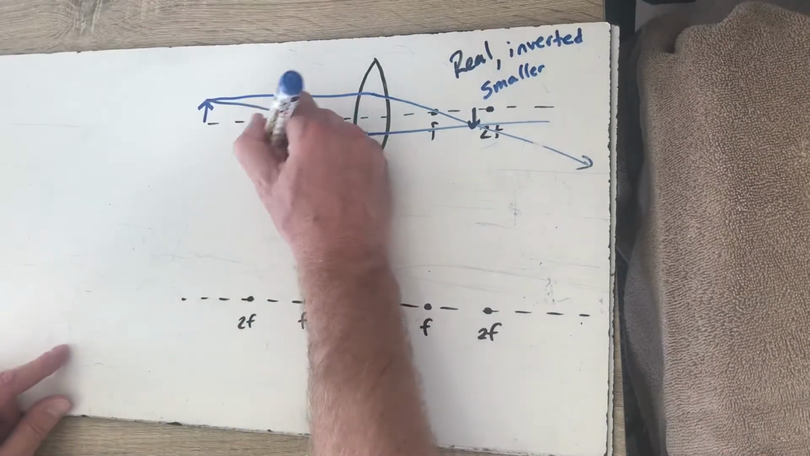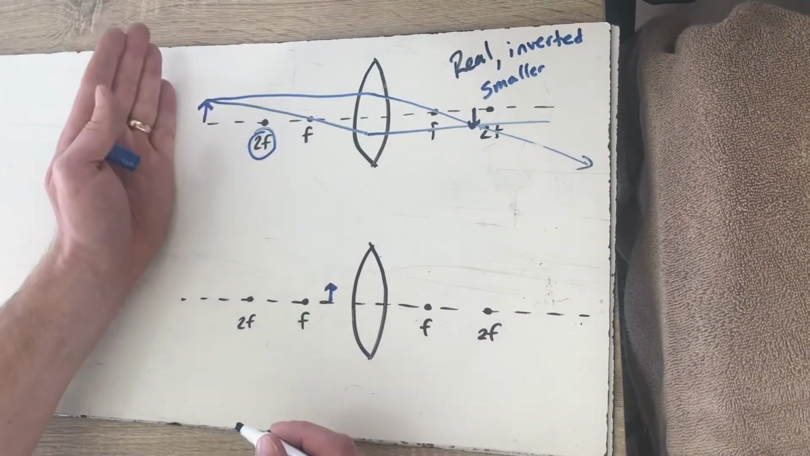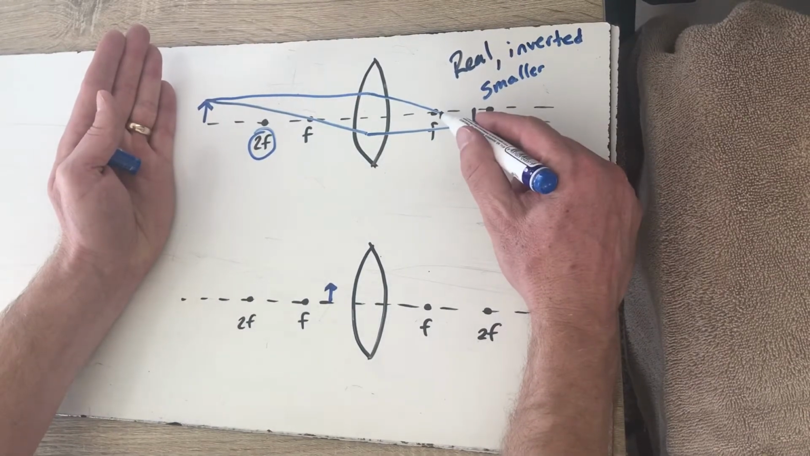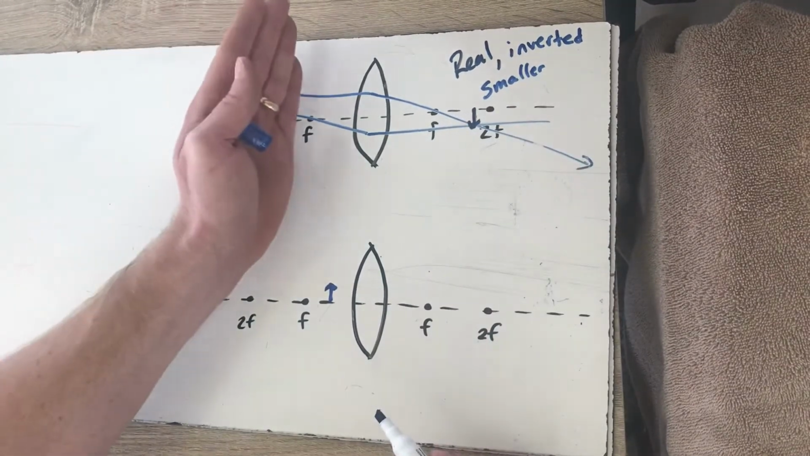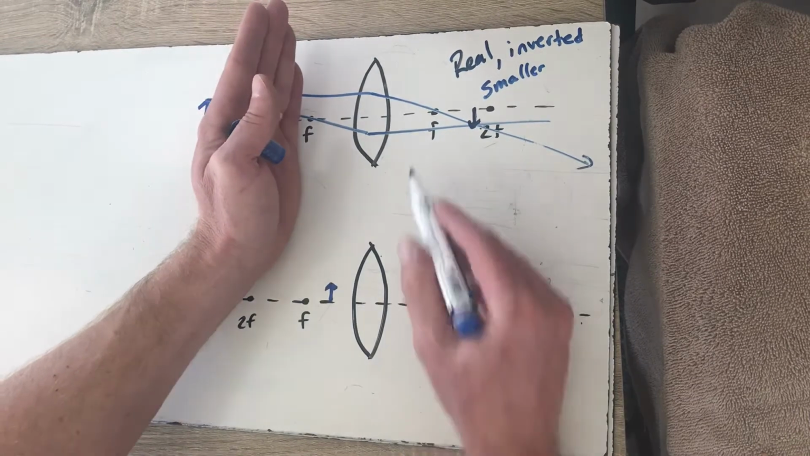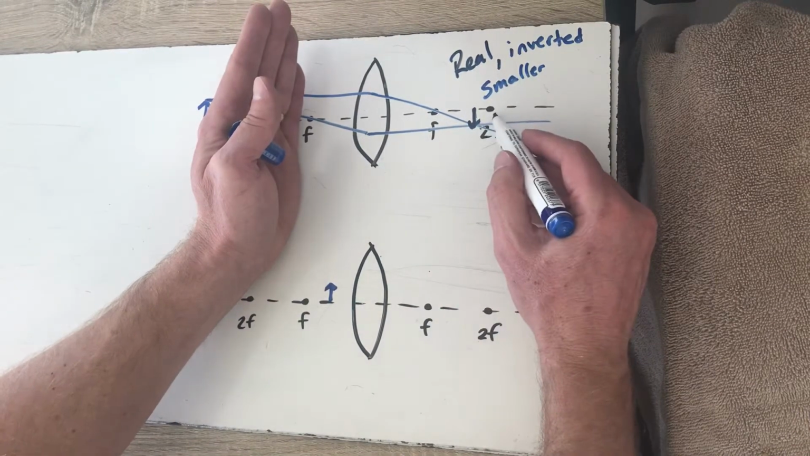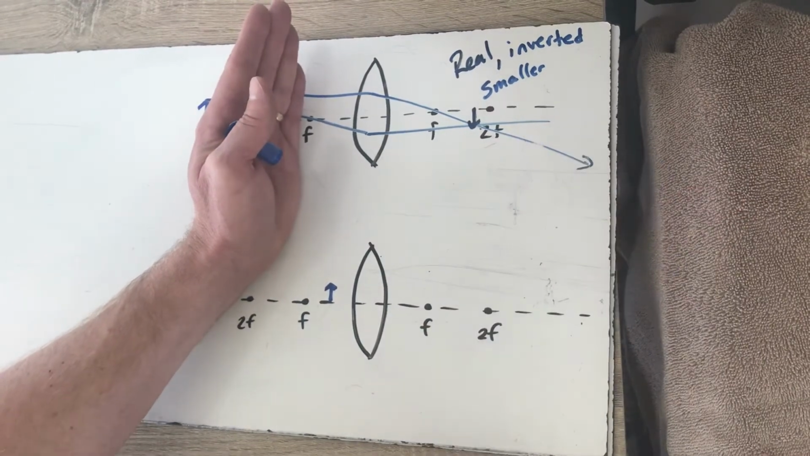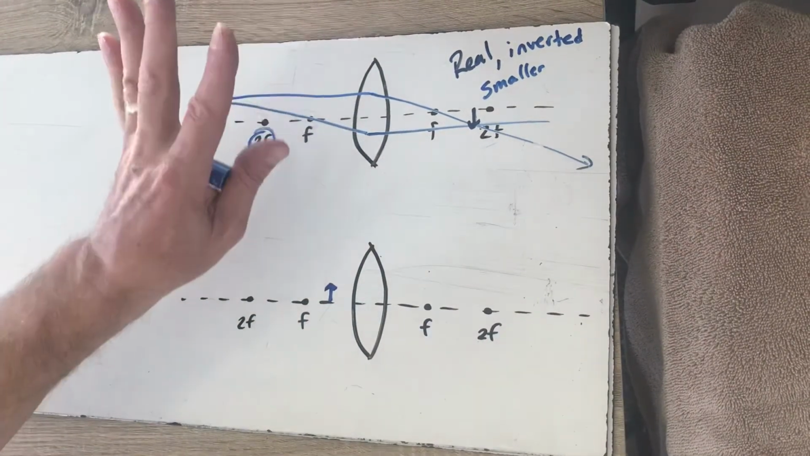This is kind of the key spot. If I'm outside of this, I get a tinier image, and it's closer to the lens. If I move this inside that 2F spot, all of a sudden my image now gets bigger, and it's beyond the lens. It's further away. Okay. Now, those two are fairly easy to see.